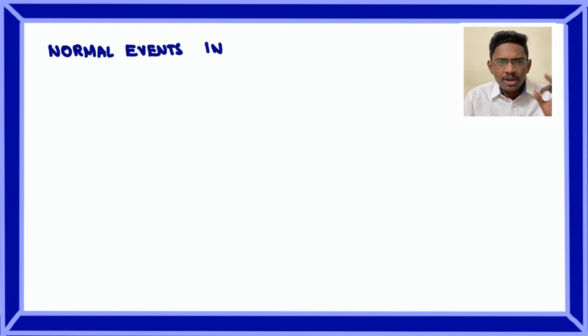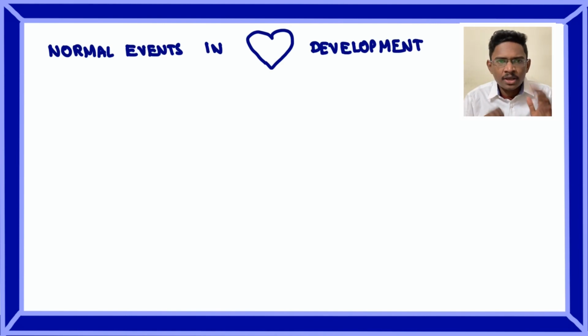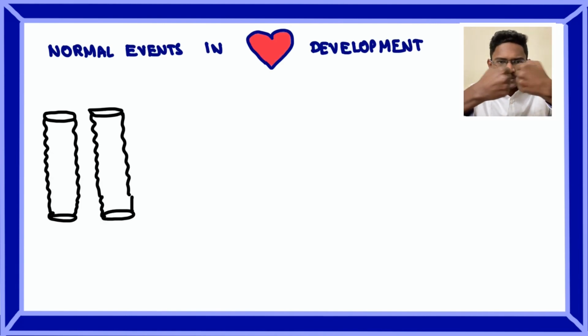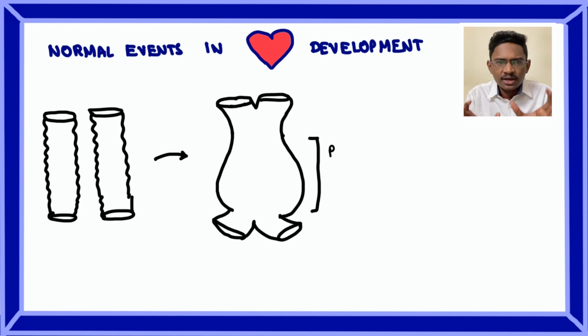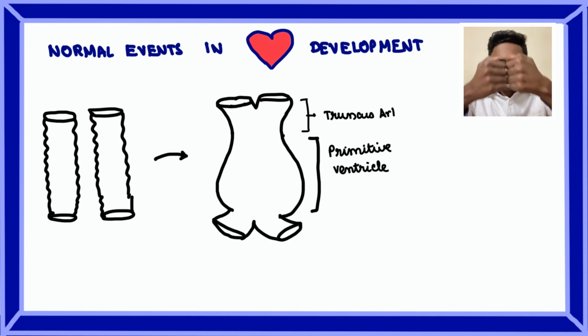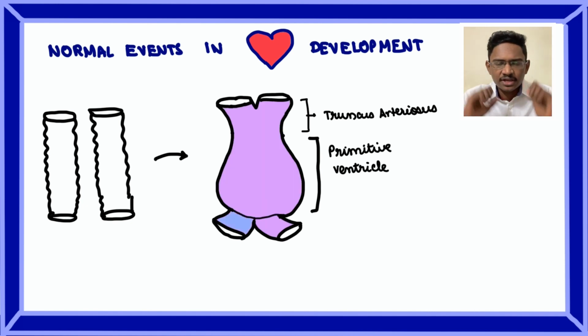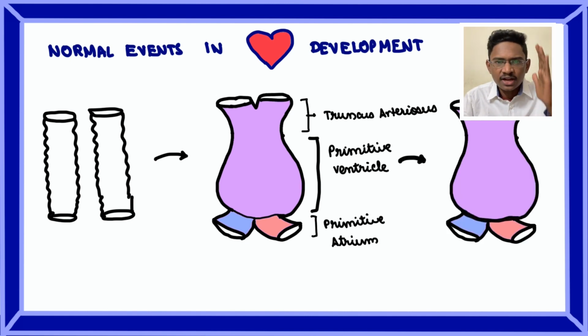with respect to normal heart development, there will be two heart tubes which will come and start fusing together in the center. So the two ends in the downward portions will become the primitive atria, and this fused portion will become the primitive ventricle, and the upper end of these tubes will become the truncus arteriosus. Truncus arteriosus means it gives origin to two trunks: one is the pulmonary trunk and one is the aorta.